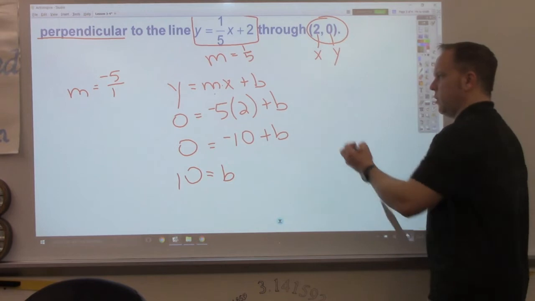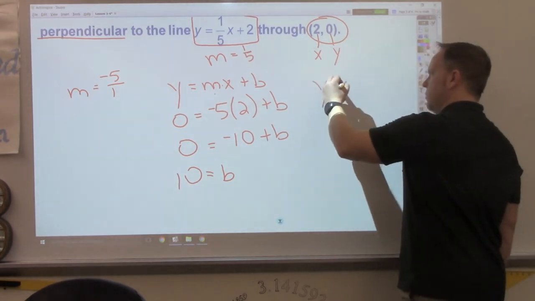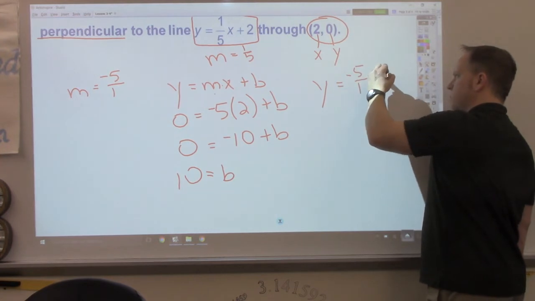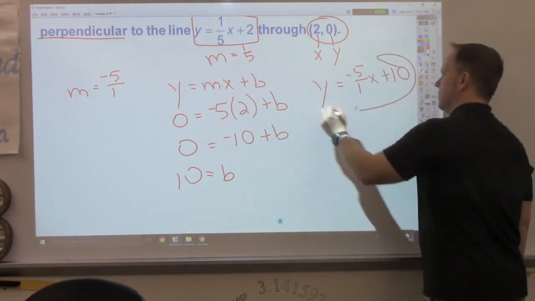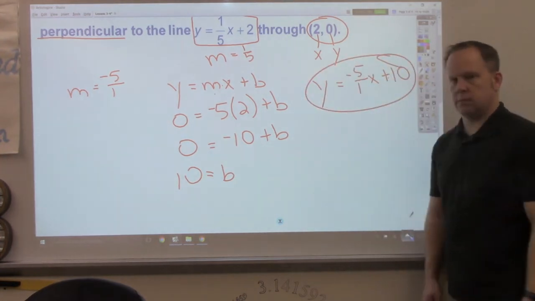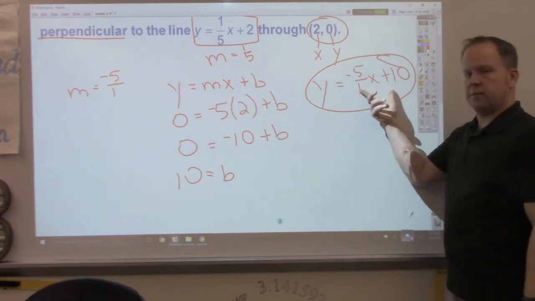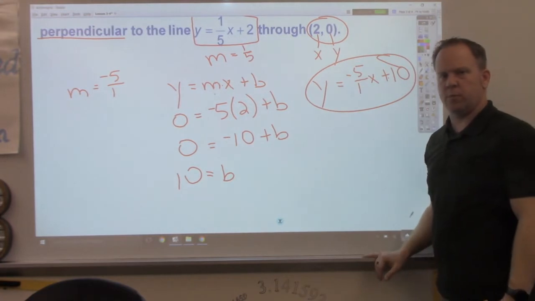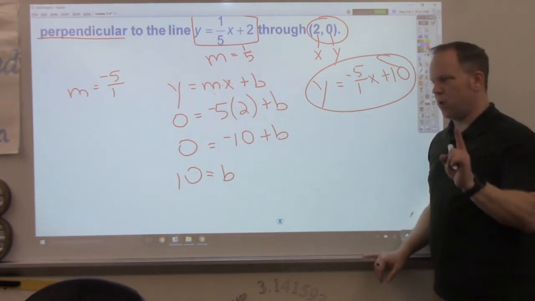Last step, write the equation. y equals negative 5 over 1 x plus 10. This is perpendicular to this. Opposite reciprocals for perpendicular lines. Let's try that one more time.